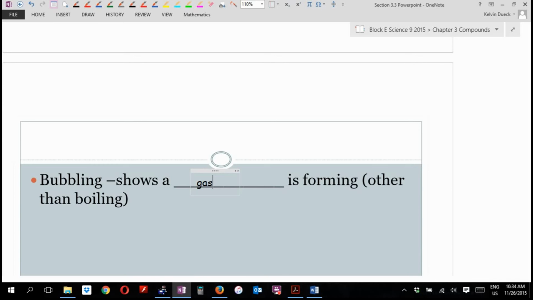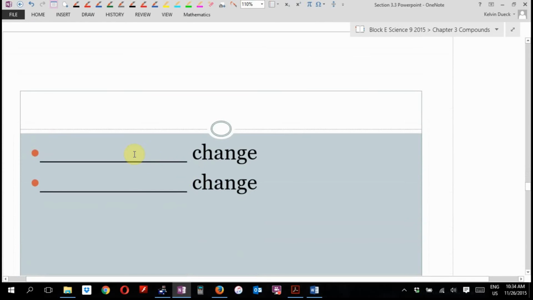So clues: if I drop a solid into a liquid and bubbling occurs but there's no temperature change, something's going on. It's a chemical change. What if the color changes? That's a great example. Like you put like color change. You're leading to my next one.